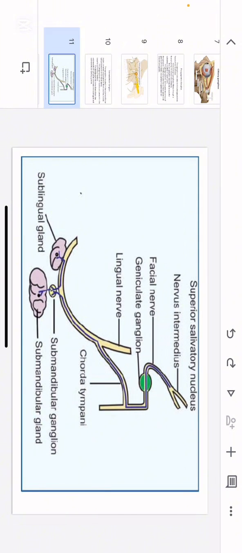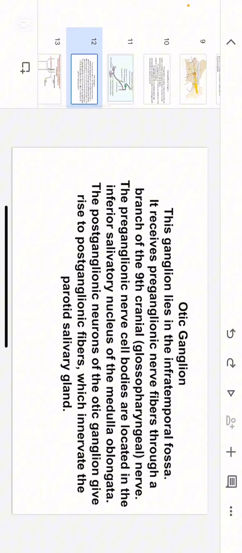So in this diagram you can see superior salivatory nucleus. It gives signal to the facial nerve, to its chorda tympani branch, and it gives signal to the submandibular ganglion that supplies submandibular gland and sublingual gland. And the fourth ganglion is otic ganglion. This ganglion lies in the infratemporal fossa.